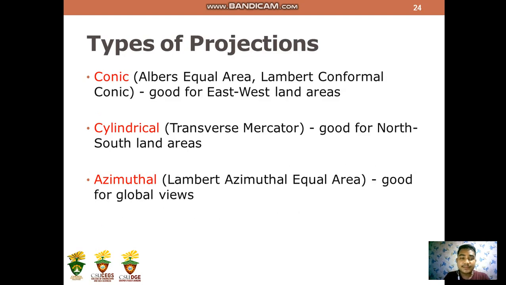And as per the types of projection, we have three types. First is the conic type of projection. Examples of these are the Albers equal area and Lambert conformal, and these are good for east to west land areas. For cylindrical, we have the transverse Mercator here, and this is good for north to south land areas. And the last type is the azimuthal. An example of this one is the Lambert azimuthal equal area, which is good for global views.